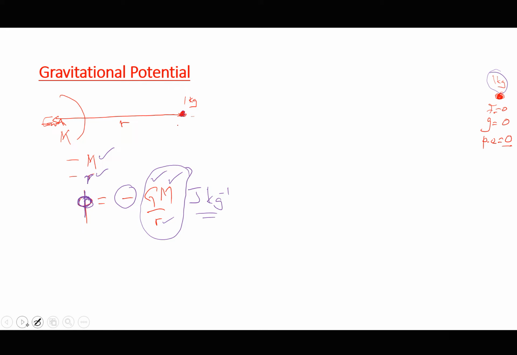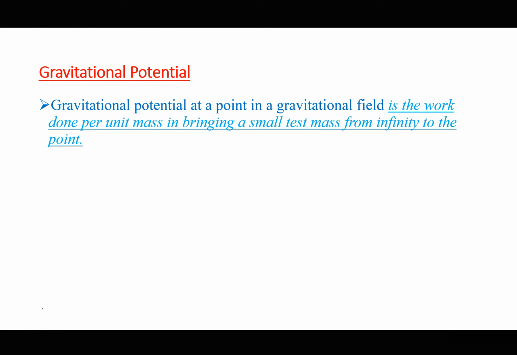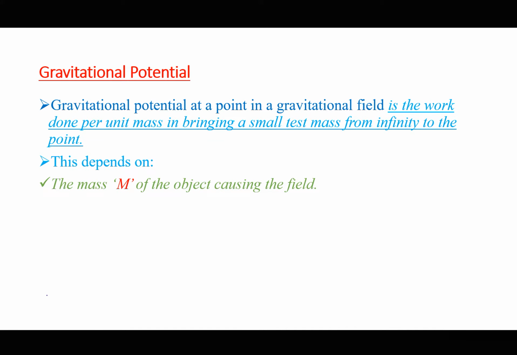So from what I have said, I have mentioned the following. Number one, the work done per unit mass in bringing a small test mass from infinity to a point is what we call the gravitational potential at that point. And I have also mentioned that this depends on two important factors, that is the large mass, the mass of the object causing the field, which in this case is the Earth. It does not depend on the small test mass.